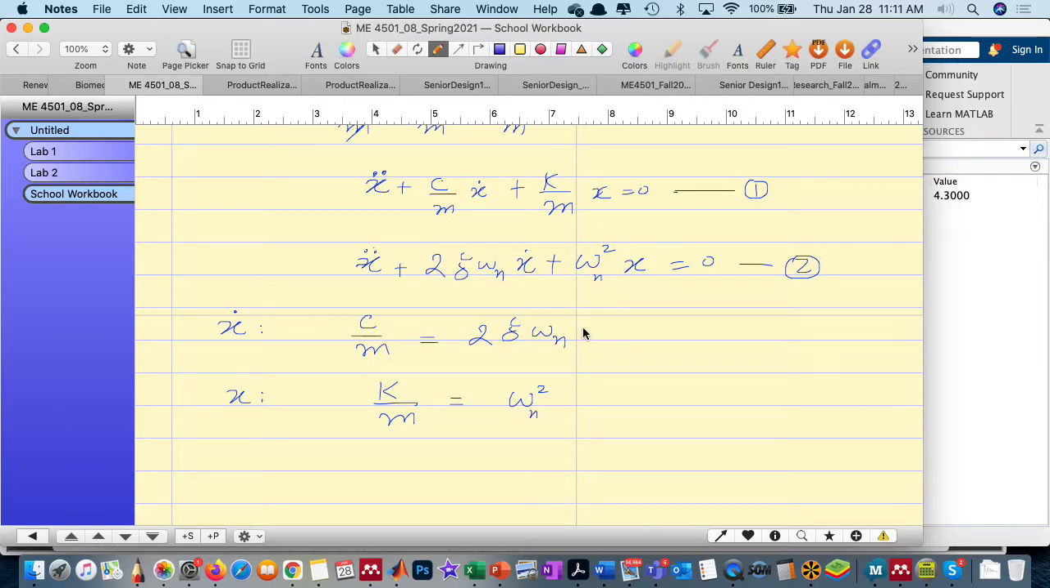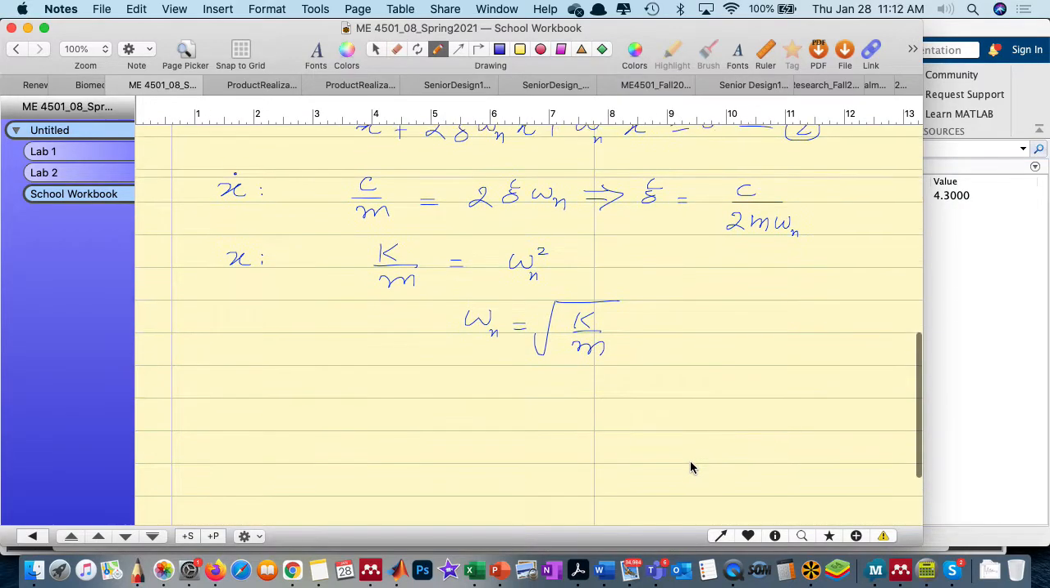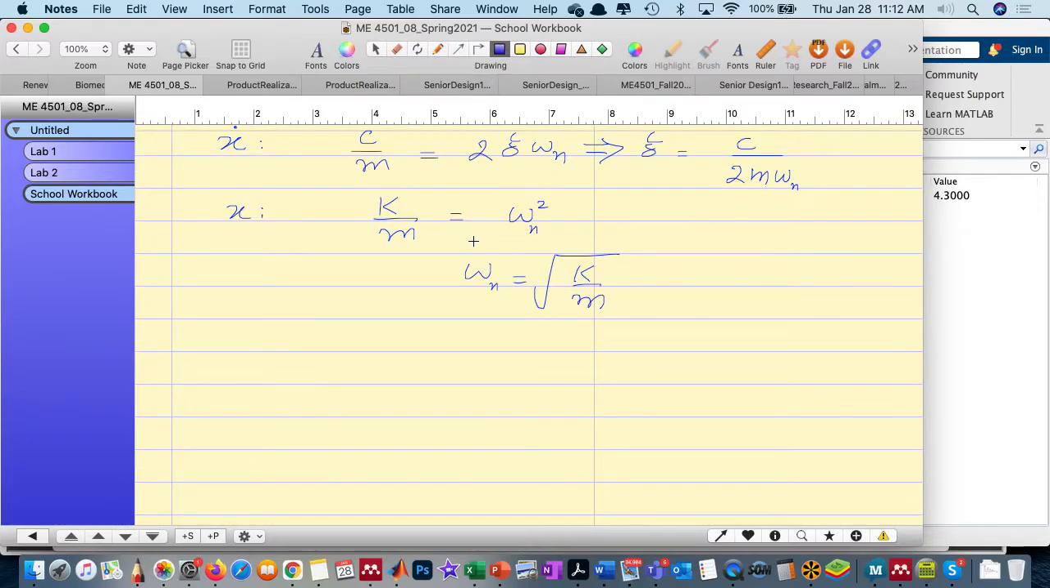So here zeta is the damping ratio, c over 2 m omega n, and natural frequency is square root k over m. Do you understand that? Please write down this formula.